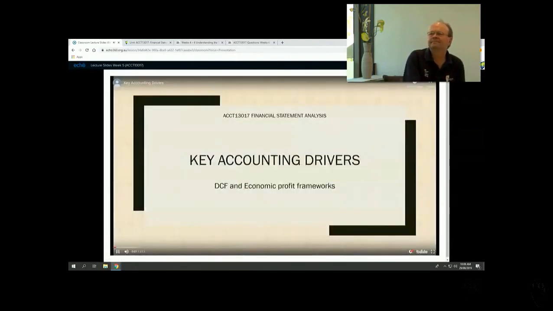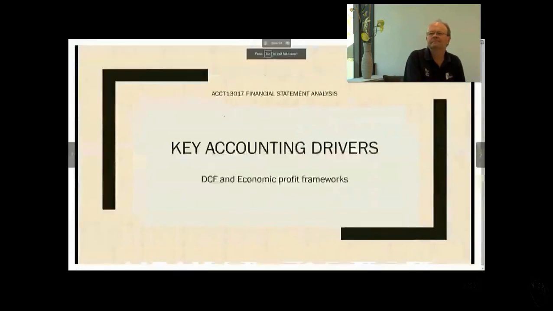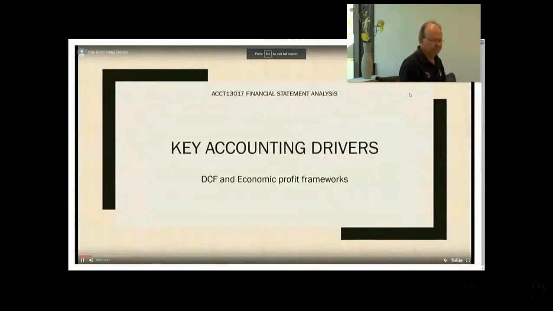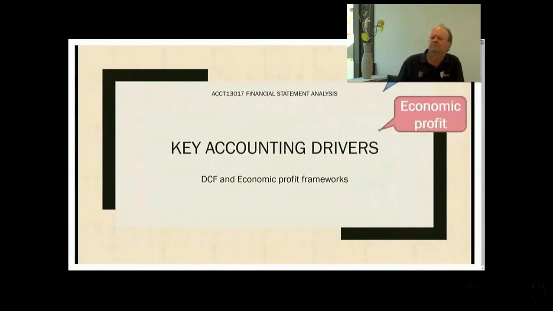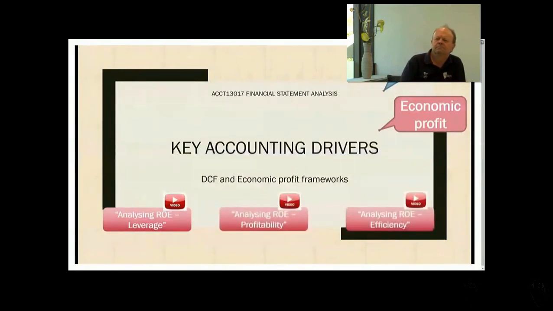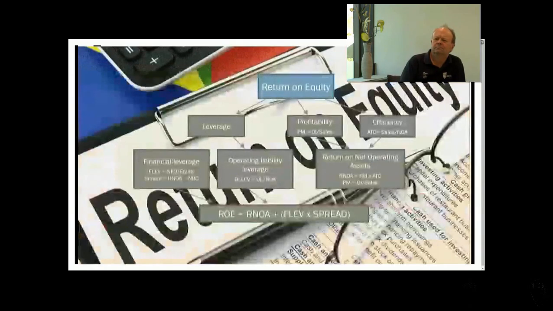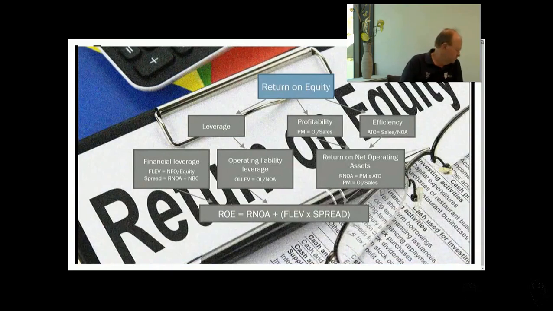If you are wondering what the key accounting drivers of your firm are, this video will look at the key accounting drivers of our firms through the lenses of the discounted cash flow and economic profit frameworks. In the videos analysing return on equity, leverage, profitability and efficiency, we saw how we could analyse or break down return on equity into several accounting drivers, ratios that are causing return on equity of our firms to be at the levels they are. Now we can focus on the enterprise, which is on our firm's operating activities, if we think the financial activities of our firm are not adding value.